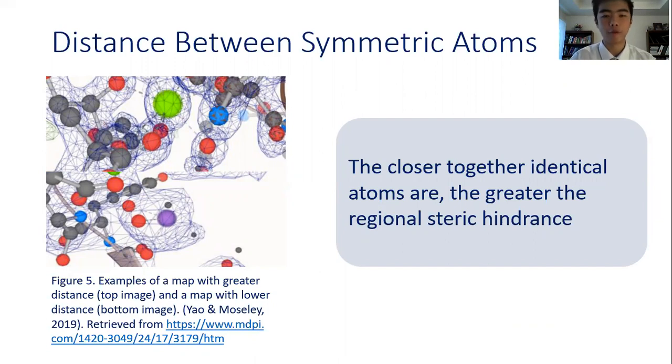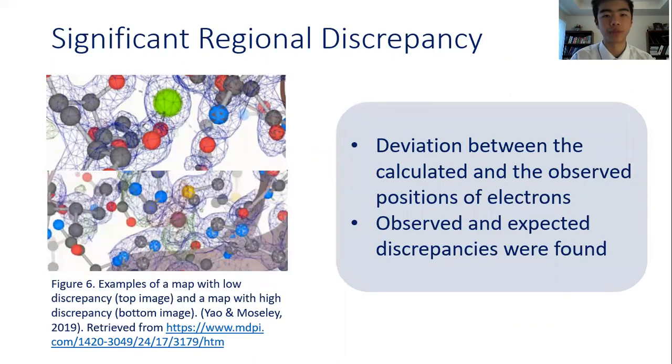Now, lastly, the fourth metric was the significant regional discrepancy, and this refers to the deviation between the calculated and the observed positions of electrons. And this was actually found to have the greatest effect on the regional structural quality in the previous iteration of PDB-EDA. And so, to illustrate this, in the map on the bottom left, you can see that those faded images are also showing the electrons around them, and you can see how they're not where they're predicted to be. And so this indicates a very low regional structural quality.